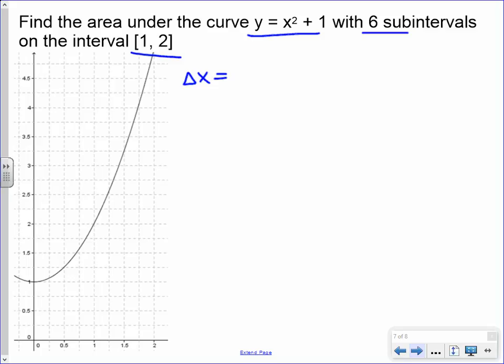Okay, Grant, how do we find change in x? B minus A, which in this case is 1, over N, which is 6. So 1/6 is our change in x. If you don't mind, I'm not going to draw the 6 trapezoids up there. Is it okay if I save my time and we just do the math?